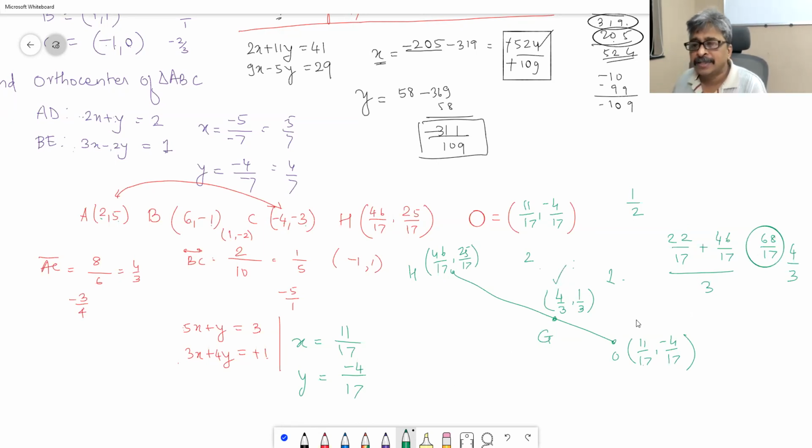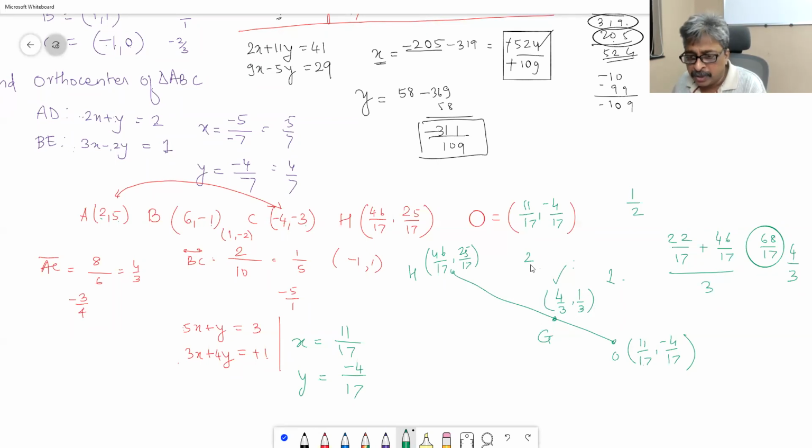Do you realize the importance of coordinate geometry? Getting this result in geometry was extremely difficult. We had to learn advanced geometry to get this, that G divides OH in 1:2.